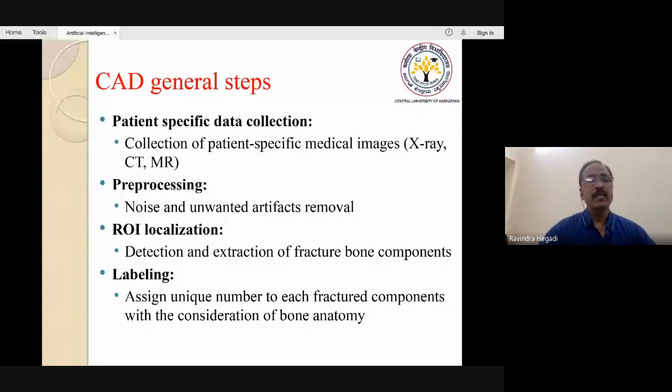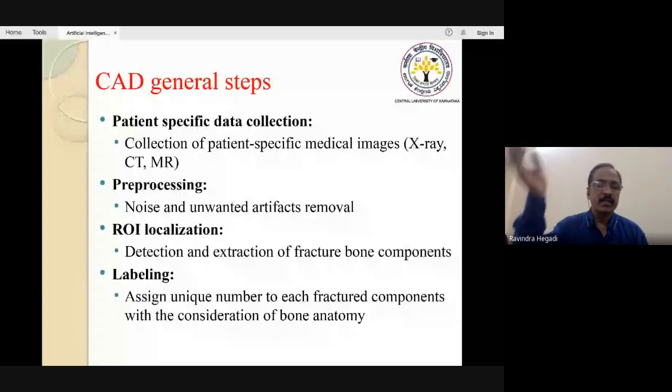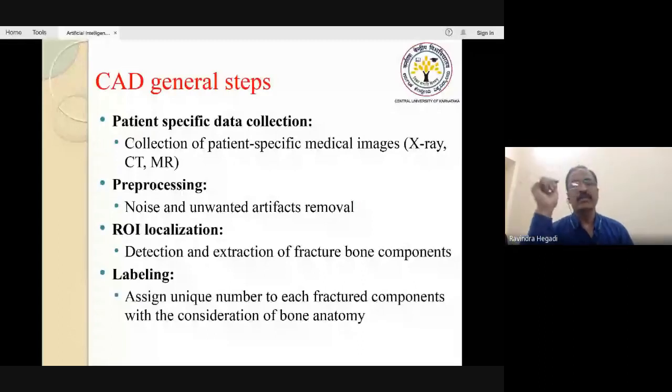The image may contain noise or unwanted artifacts. In many images, there may be external objects found in the human body, which may also interfere. These kinds of things may be found in the image, so you have to go for the pre-processing stage. Once you complete pre-processing, then you have to localize, that is, decide on which part you are actually interested.